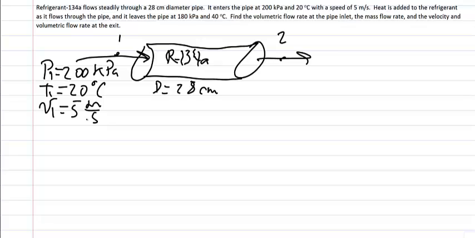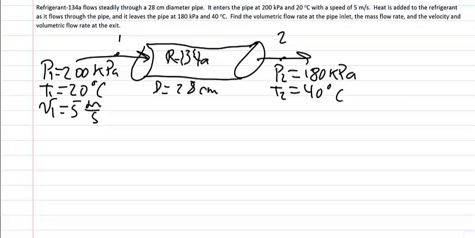We are given that there's heat added to the pipe, but this is not a first law problem. This is just a conservation of mass problem, so that's not something that's important. But we will indicate the given exit pressure and temperature as 180 kilopascals and 40 degrees Celsius.